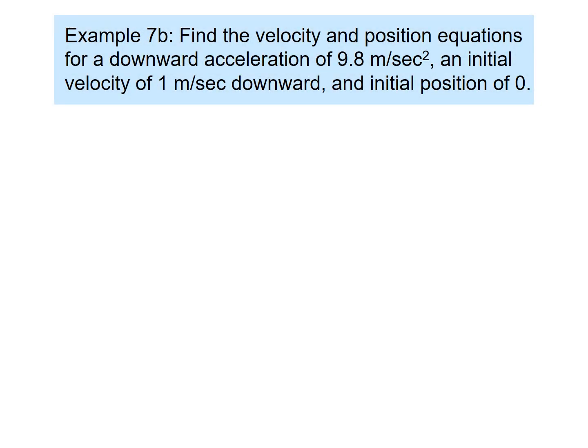Okay, so we want to find velocity and position if we have downward acceleration of 9.8 meters per second squared. So this is a little bit different from anything we've done before. We've started with a position equation, and we have found velocity and acceleration. Now we're starting with our acceleration equation, and we're going to find velocity and position. So we're going to work backwards. Notice we have some initial conditions here. We know that our initial velocity is 1 meter per second, and the initial position is 0.